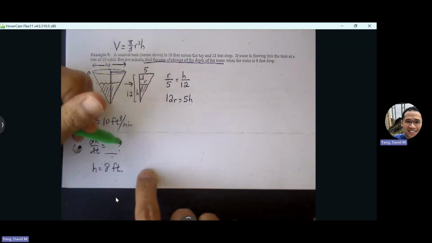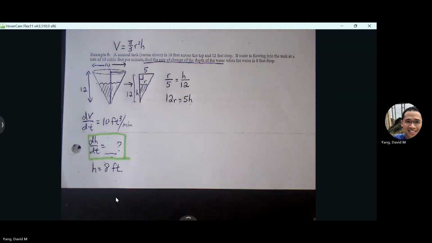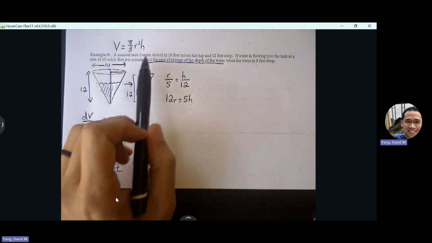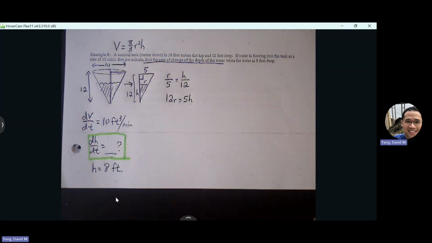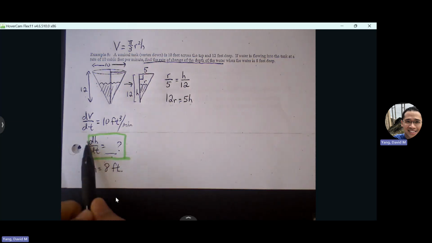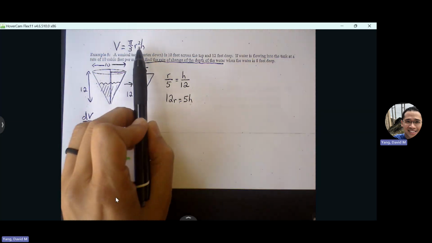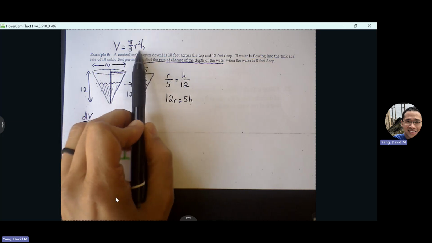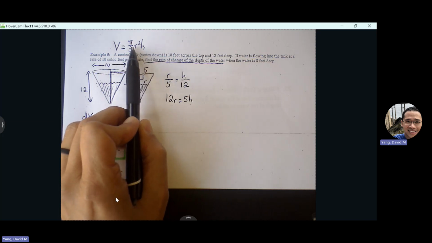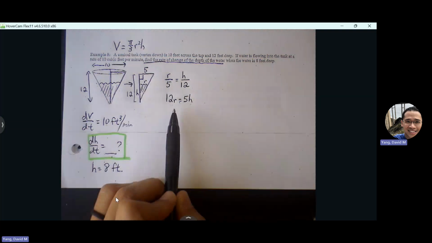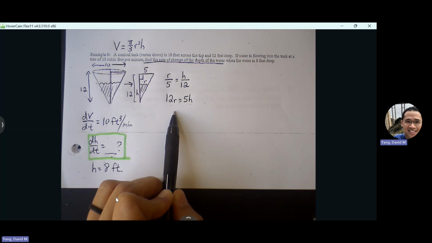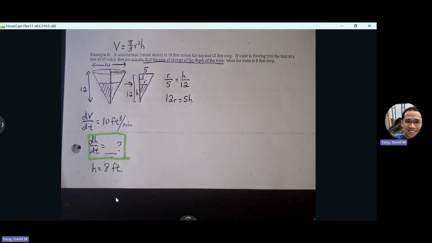This is the big hint here. We're looking for dH dt, and dH dt is related to H. So if we can get our equation in terms of H, just H alone, then the derivative will naturally produce dH dt on its own. Because of that, we would like our volume equation in terms of H, which means we want to get rid of what? R. So we want to find a replacement for R. I'm going to solve for R so I can find something to replace R with.